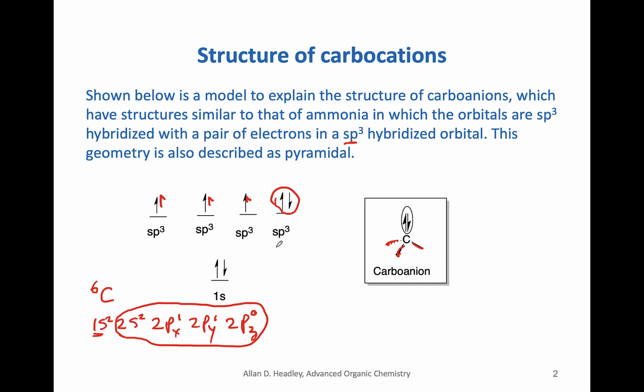Notice the geometry. The geometry of your sp3 is tetrahedral, but because we now have just 3 atoms bonded to this carbon and a lone pair of electrons, the geometry now assumes a pyramidal geometry, much like ammonia. So if you remember, the geometry of ammonia is pyramidal, where the lone pair of electrons on the nitrogen is in an sp3 orbital. Same for the carbanion as shown here.